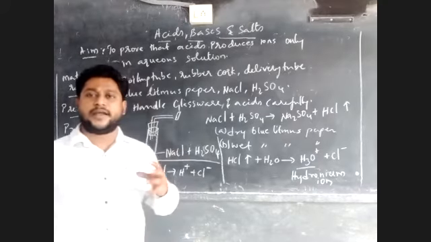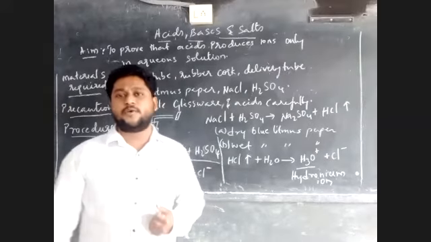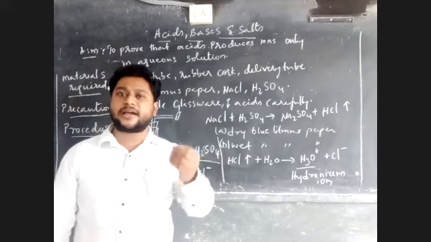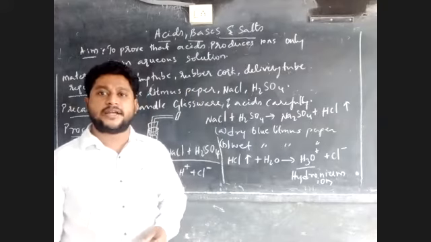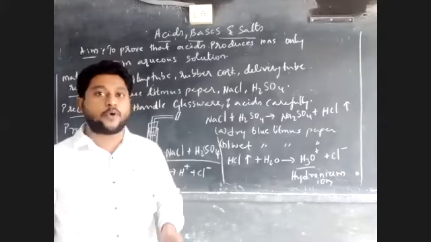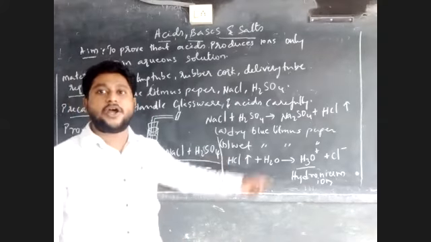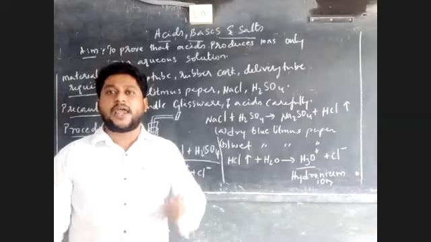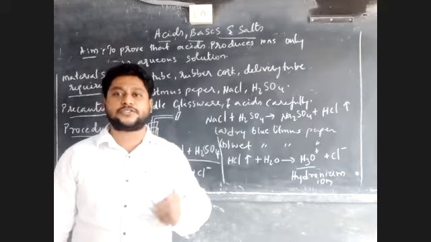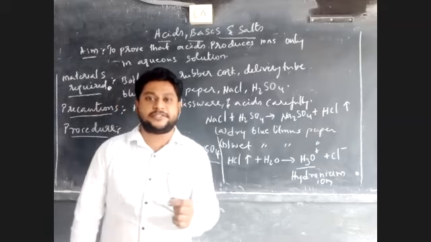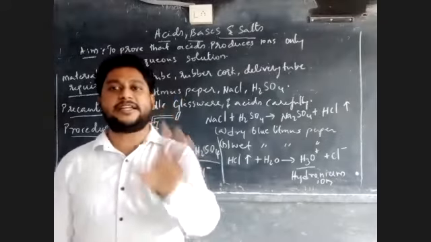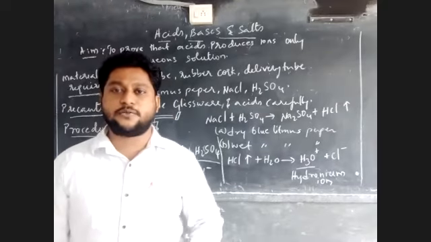So finally, what is our conclusion? From the above activity, I conclude that the acids produce their ions. What are those ions? H plus ions or H3O plus ions, in the presence of moisture, only in the aqueous solution. In dry conditions, HCl, that is hydrochloric acid, does not have its acidic nature. Have you understood what I said?